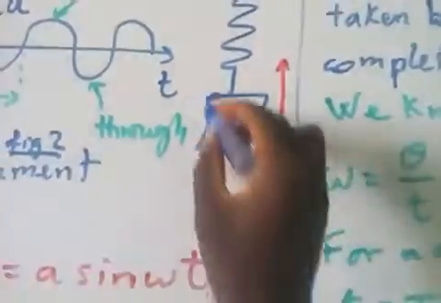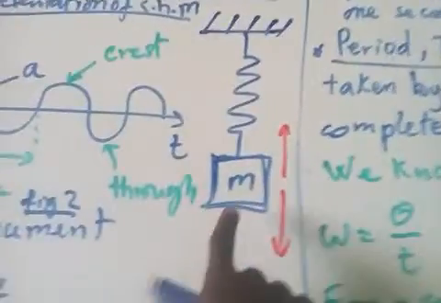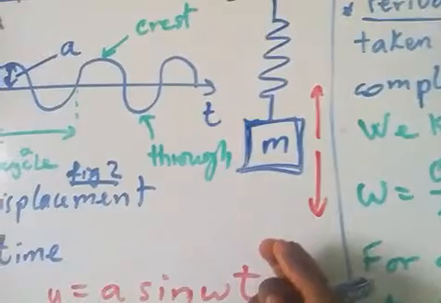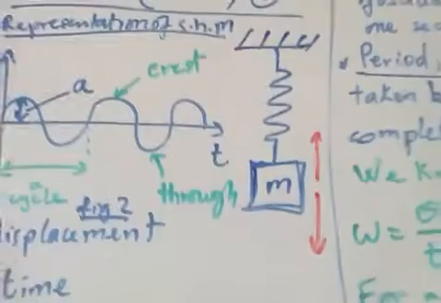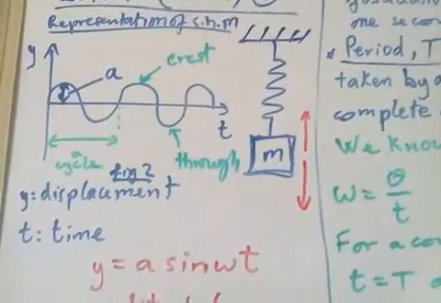Okay, now here is an example of simple harmonic motion. An object of mass m attached to a vertical spiral spring. This mass m, when displaced downward, when pulled downward and released, will be oscillating up and down, and that oscillation is an example of simple harmonic motion.